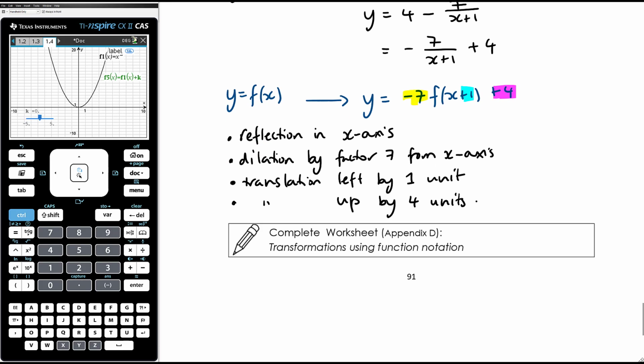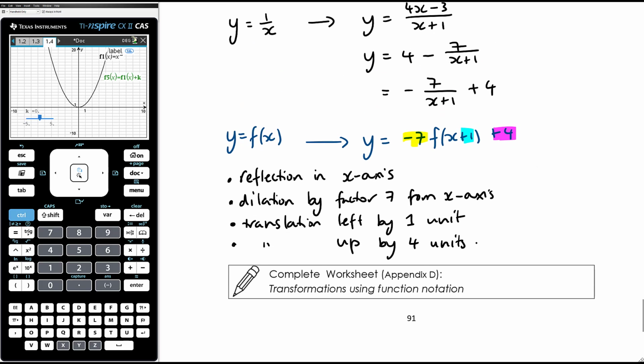Okay, so the work today is from a worksheet at the back of your booklet, transformations using function notation.